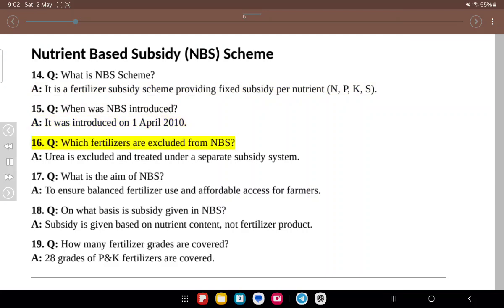Which fertilizer is excluded from NBS? A. Urea is excluded and treated under a separate subsidy system. 17. Q. What is the aim of NBS? A. To ensure balanced fertilizer use and affordable access for farmers. 18. Q. On what basis is subsidy given in NBS? A. Subsidy is given based on nutrient content, not fertilizer product.